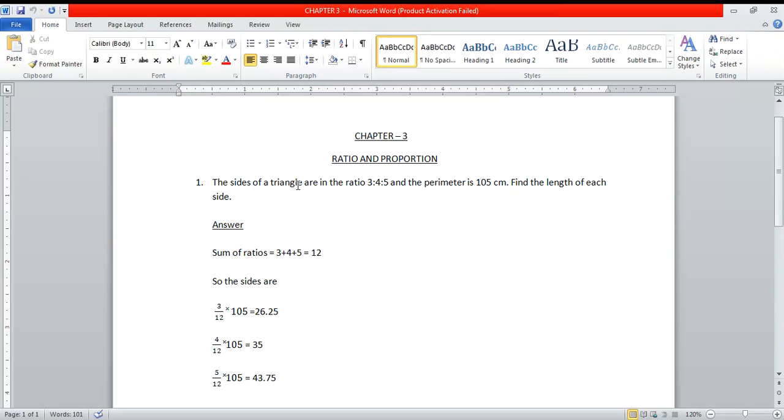Look at the question once more. As we know, there are three sides for a triangle. The sides of the triangle are in the ratio 3 is to 4 is to 5. And the perimeter of the triangle, as we know, means the sum of sides of the triangle, that is equal to 105 centimeter. Then we have to find the length of each side of the triangle.